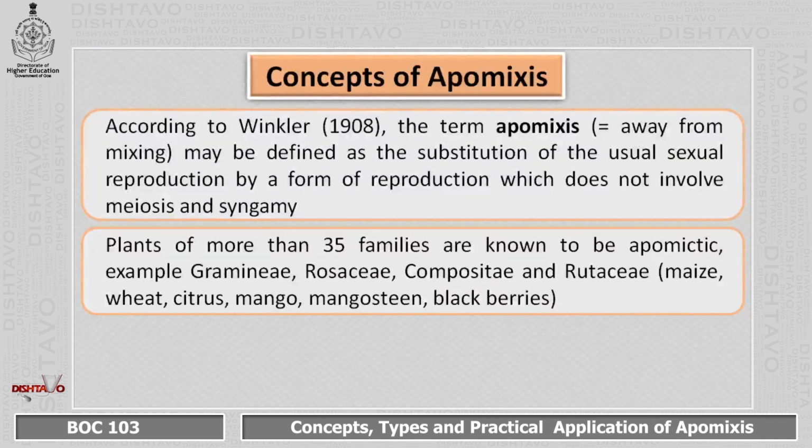Concepts of Apomixis. According to Winkler, the term apomixis may be defined as the substitution of the usual sexual reproduction by a form of reproduction which does not involve meiosis and syngamy. A species may include sexually as well as apomictically reproducing individuals. Apomixis is very common in higher plants. Plants of more than 35 families are known to be apomictic. Example, Graminae, Rosaceae, Compositae and Rutaceae.